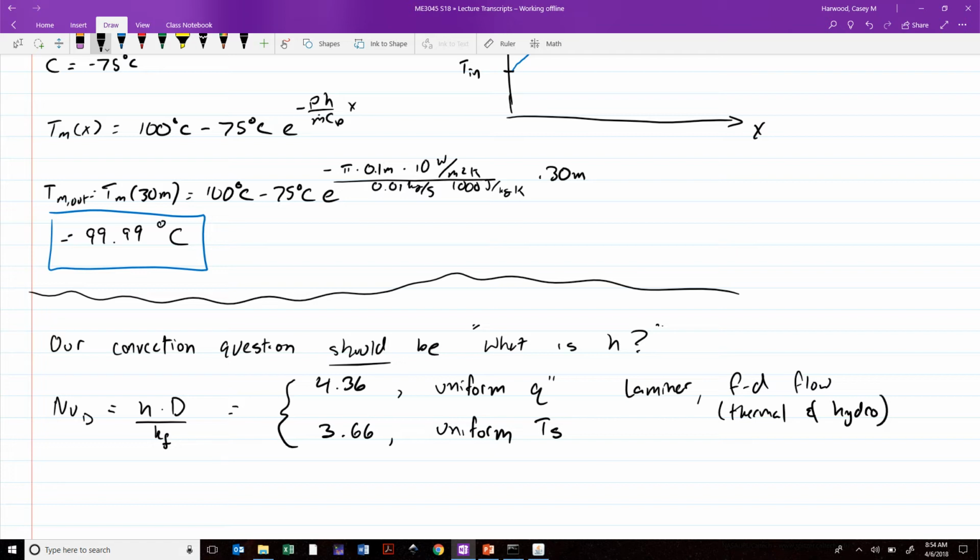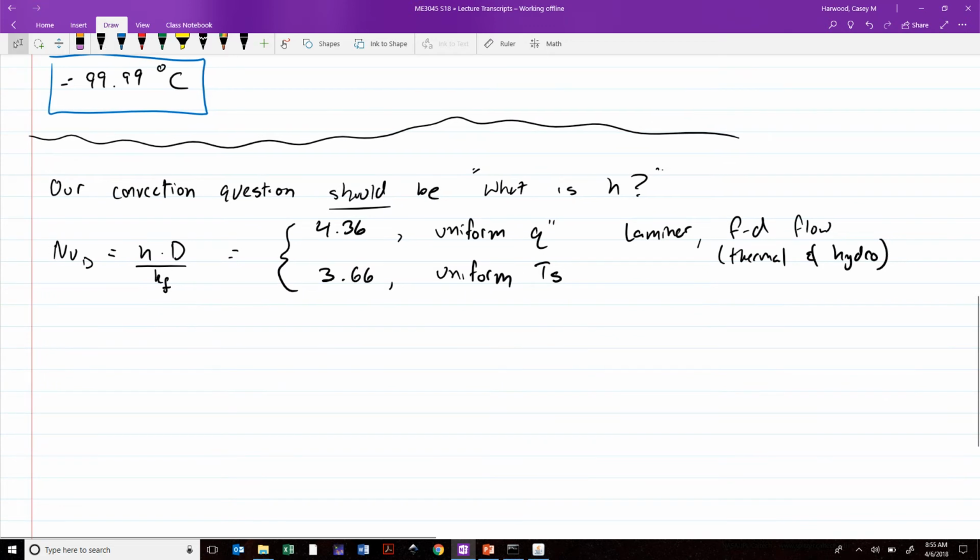To illustrate, we'll go ahead and do a similar example to the one that we just covered, but we're going to assume one that's not quite so classical. We're going to find h ourselves.